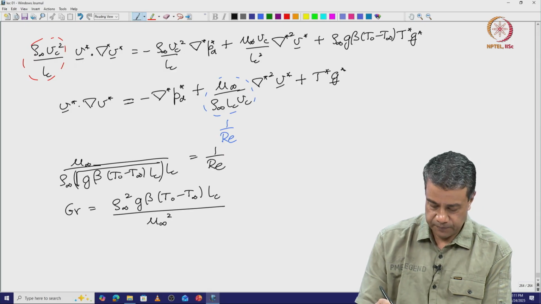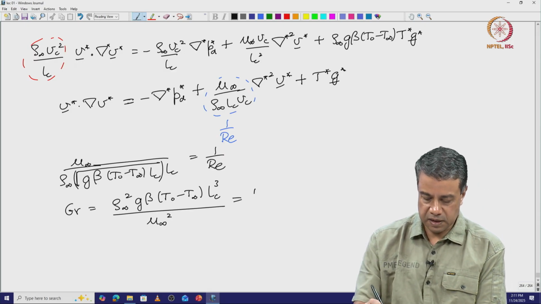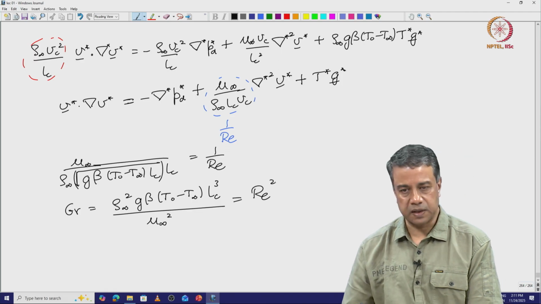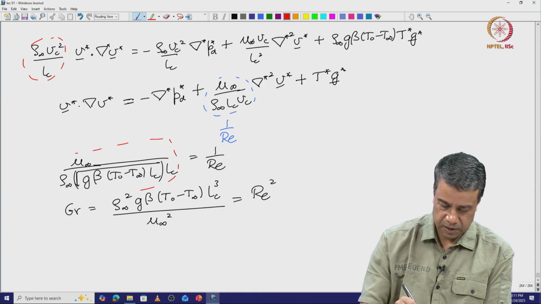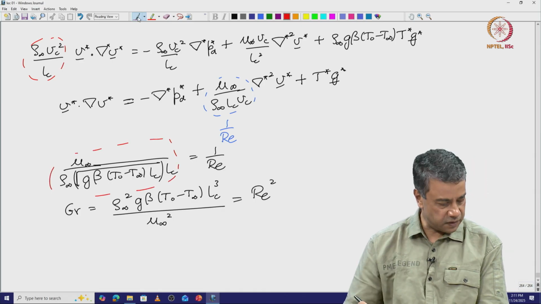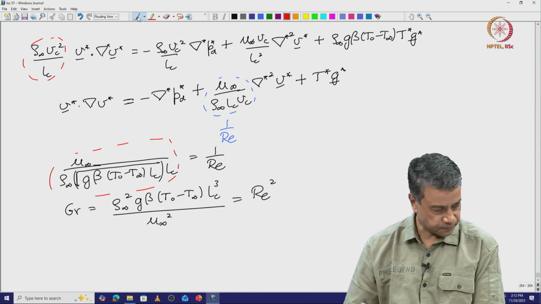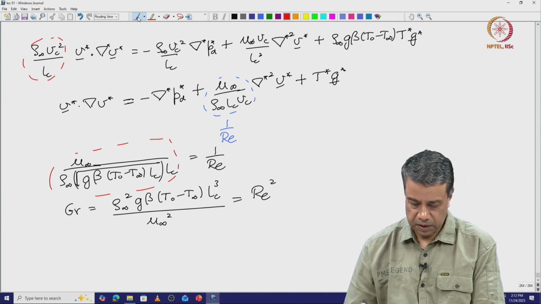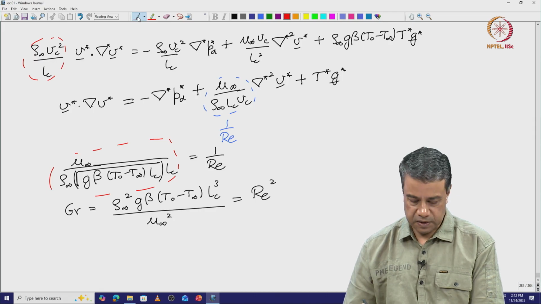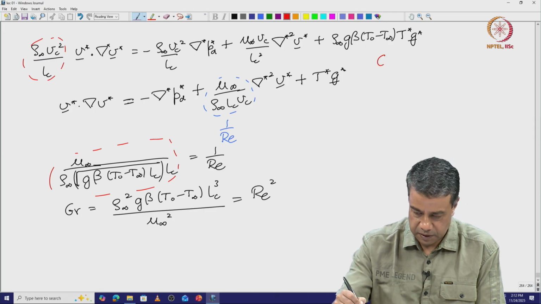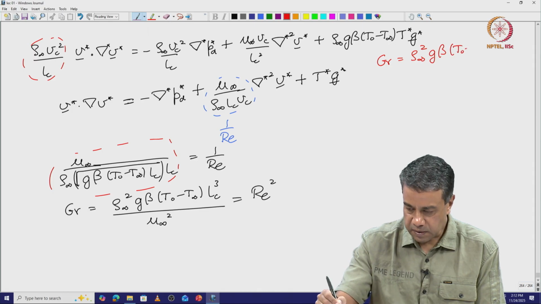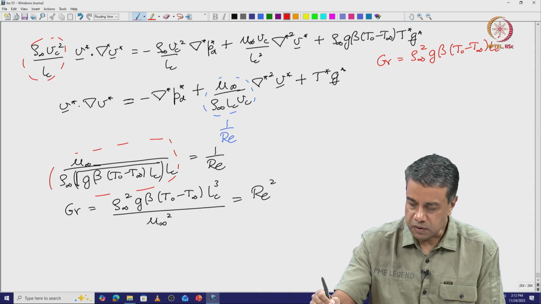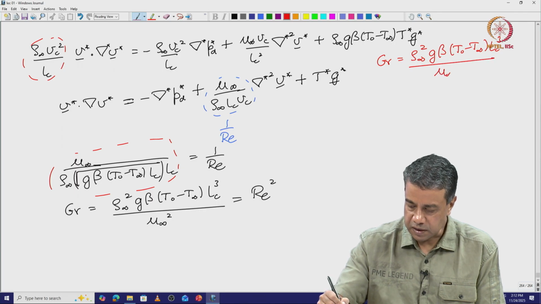And you can easily see that this is a characteristic Reynolds number square. This is the square of the inverse of this one. So, that is the definition of the Grashof number. Based upon this definition, I will just write it over here: Grashof number is equal to rho infinity square g beta T naught minus T infinity L c cubed by mu infinity square.